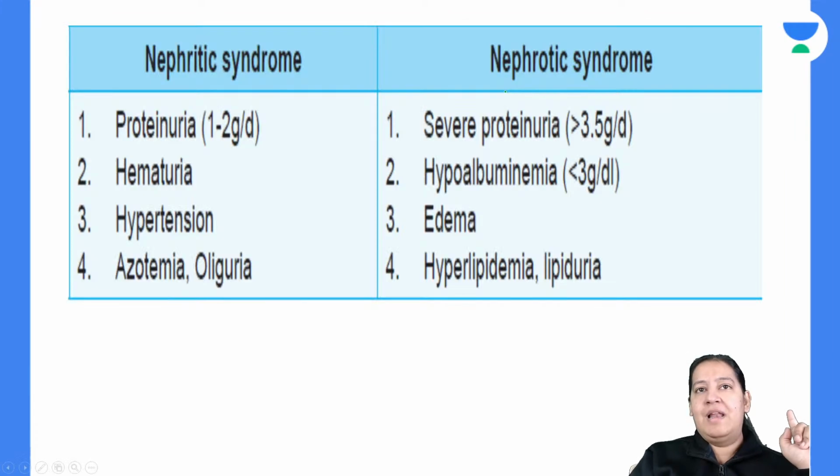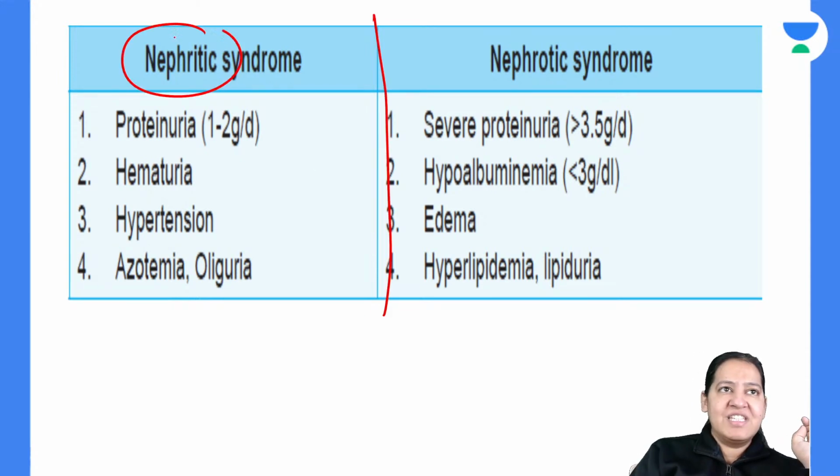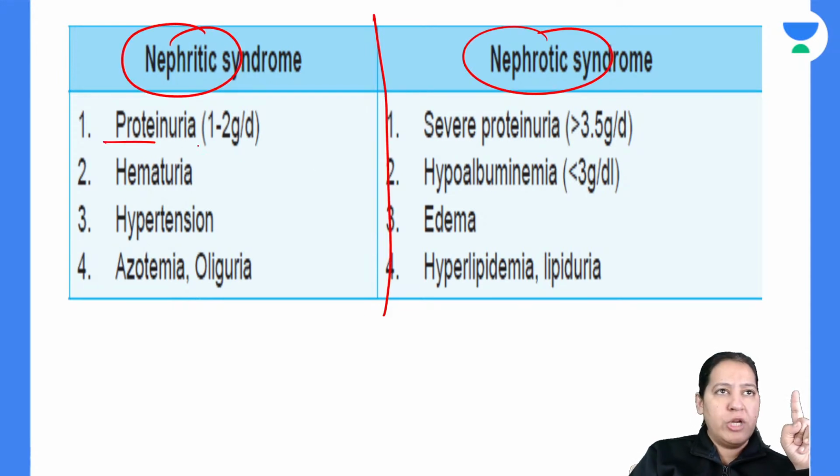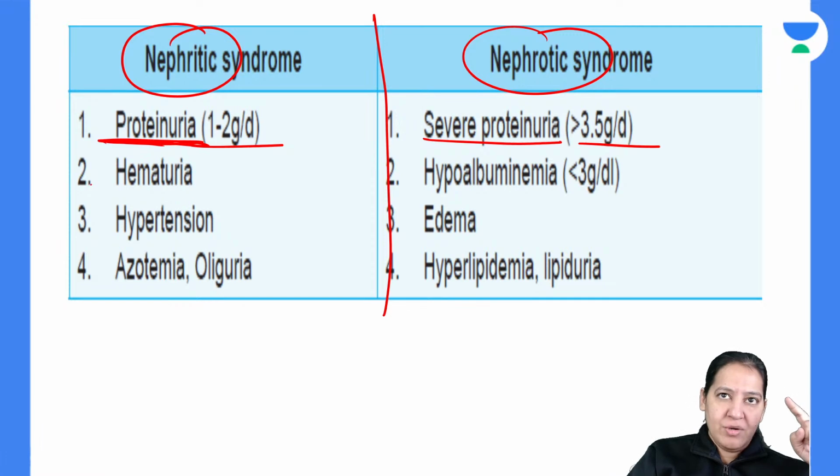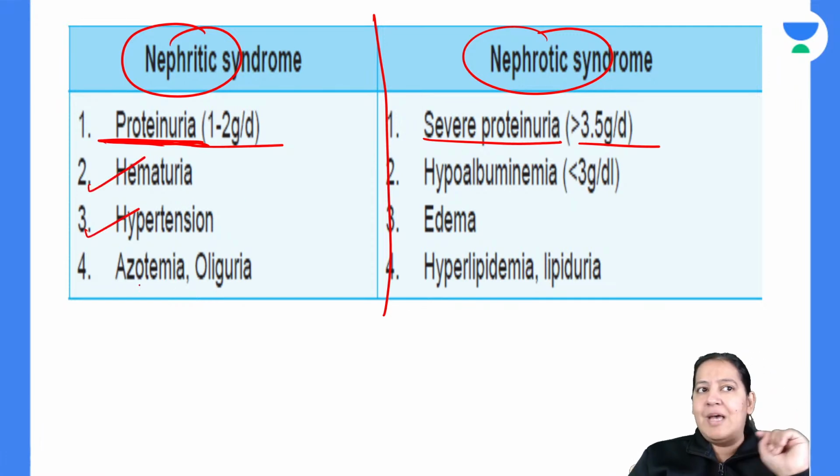So see this table. Everyone see this table. Nephritic, nephrotic. Here proteinuria is mild, 1 to 2 gram per day. Here it is severe, more than 3.5 gram per day. Here hematuria is present, but there it is absent. Here hypertension is present, there it is absent. Here oliguria is present, there it is absent.